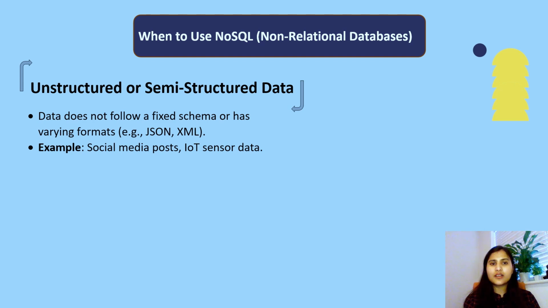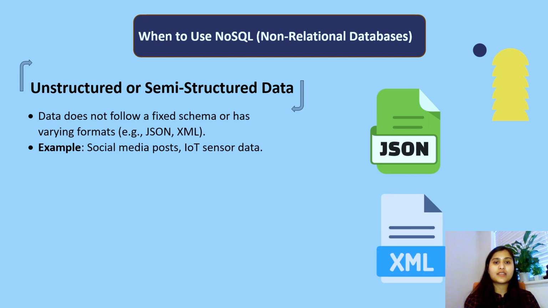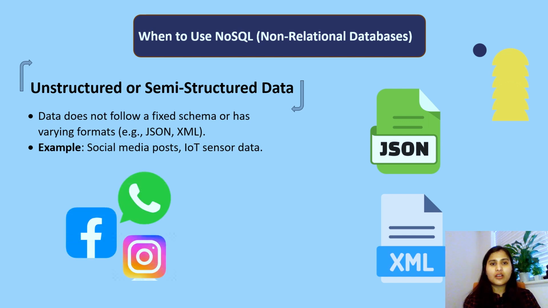Now let us discuss when to use NoSQL. Here are some common situations. If your data doesn't have a schema or comes in various formats, NoSQL is a great choice. For example, in a social media platform, a user post can contain text, image, video, or emoji. Each post might look different, and you don't want to restrict it with a rigid schema. So in this case, NoSQL like MongoDB is a great choice to use.